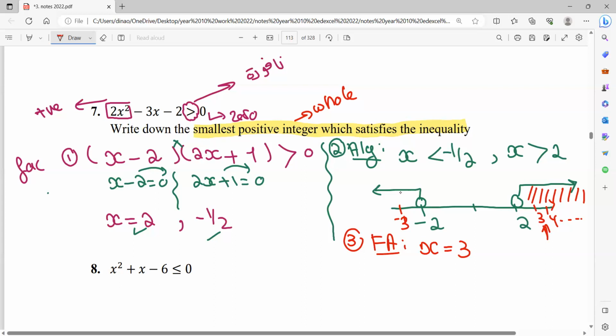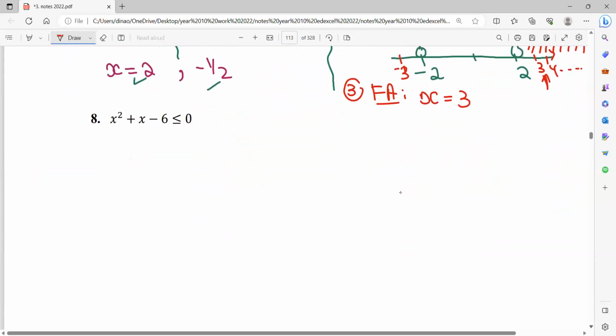Question number 7 is done, and I guess it's quite not that bad. Moving on to question number 8. Okay, so let's do our checklist. Let's do the checklist. This is a quadratic trinomial. The quadratic term is positive. Checked. The right-hand side is equal to 0. Checked. This is not an equation. This is an inequality. Check the inequality symbol. This is a less than question.